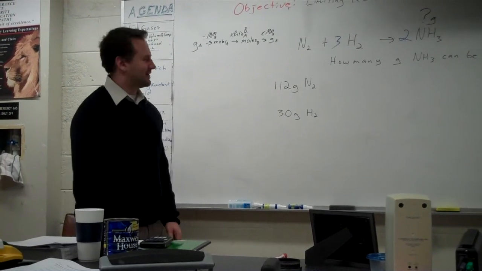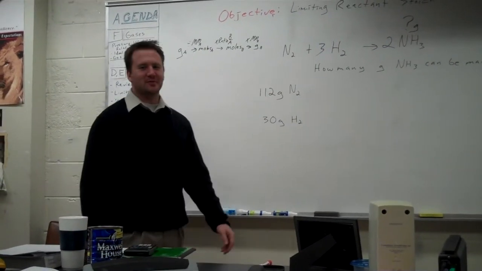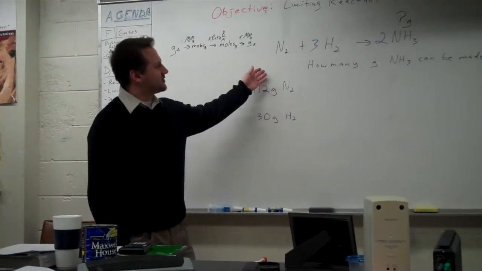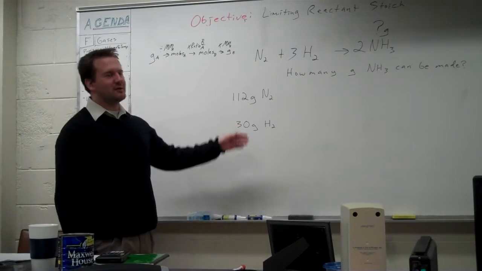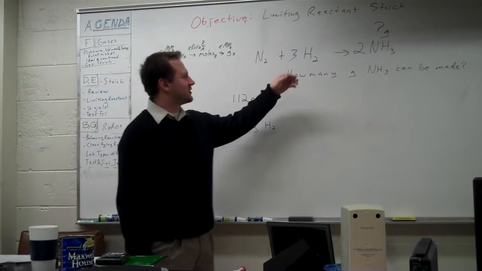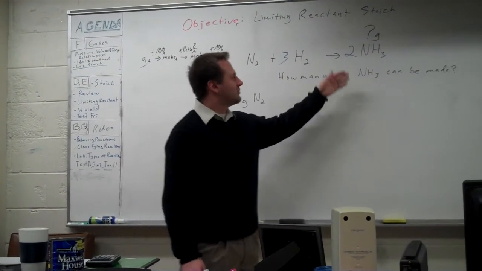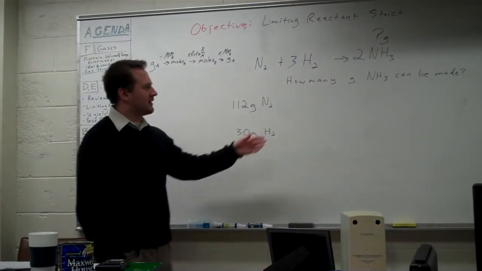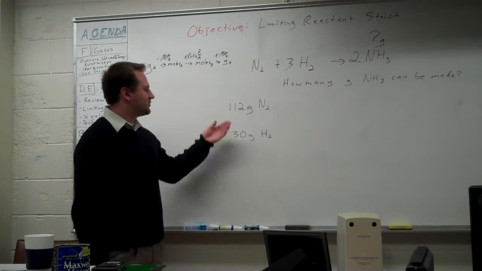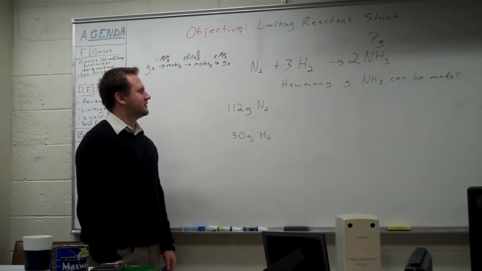Good morning, everybody. Here we have a stoichiometry problem where we have nitrogen combining with hydrogen to make ammonia. The ratio in which these things combine is 1 nitrogen combines with 3 hydrogens to make 2 molecules of ammonia. I want to know how many grams of ammonia can be made from 2 starting amounts of reactants.